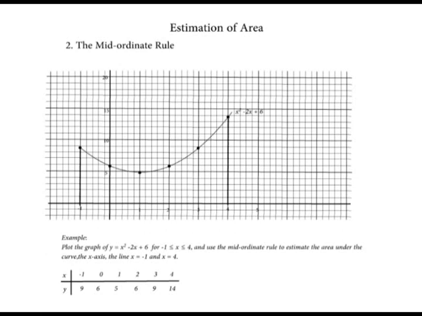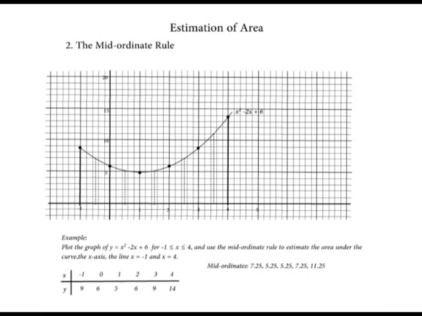Now we don't need these coordinates anymore. We want the mid-ordinates. You can read them off the graph or you can calculate them directly from the equation of the curve. We know the first mid-ordinate will be at x is equal to -0.5, the second one x is equal to 0.5, 1.5, 2.5, and 3.5. If you substitute in the equation of the curve, you will get 7.25, 5.25, 5.25, 7.25, and 11.25.